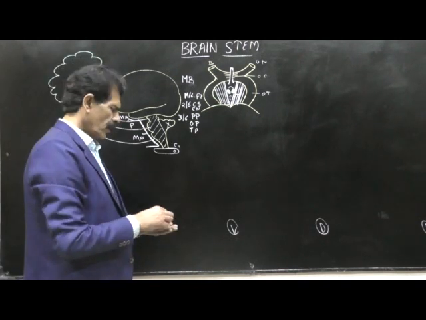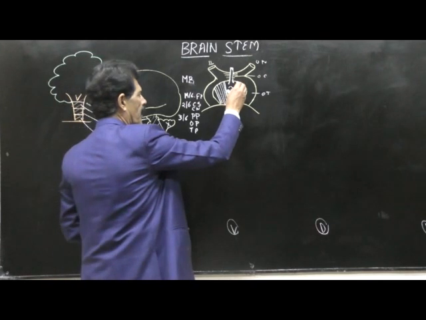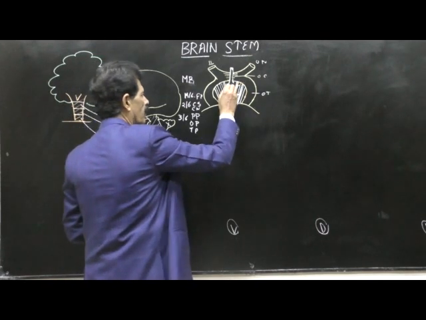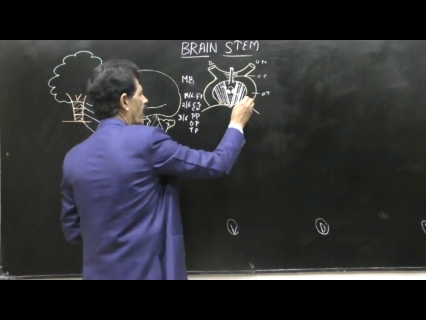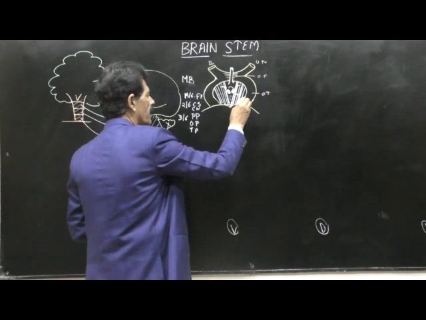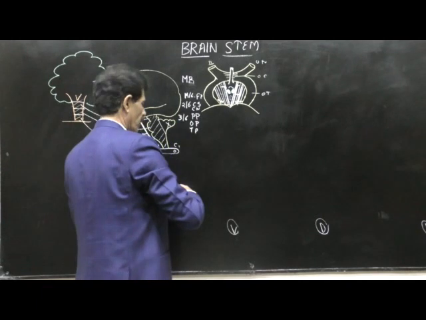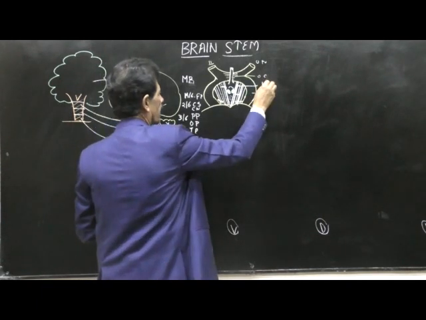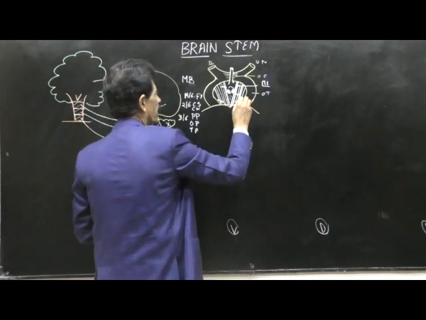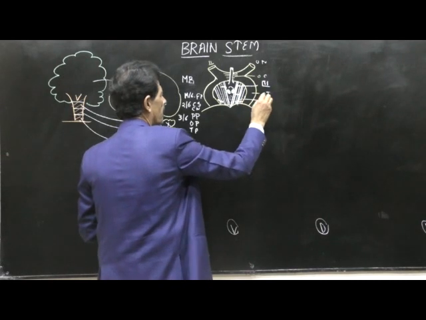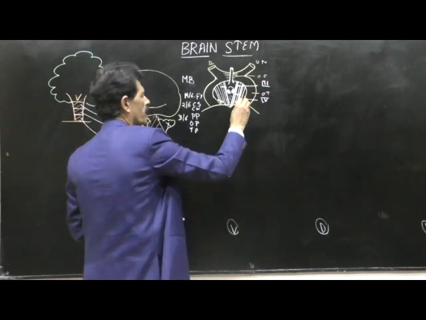The medial border of this crus cerebri, the upper part, has the third nerve related to it, while the fourth nerve is related to the lateral border of the crus cerebri. So this is the third cranial nerve, the oculomotor, and the fourth cranial nerve, the trochlear nerve, is related to the lateral aspect of it.